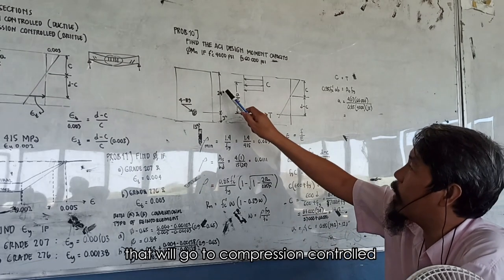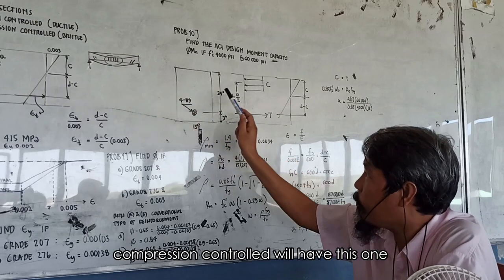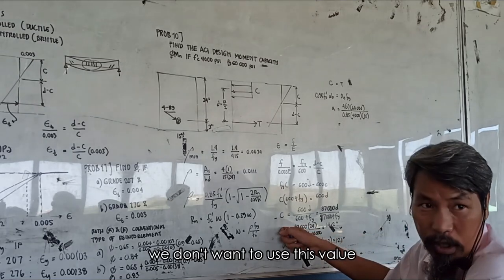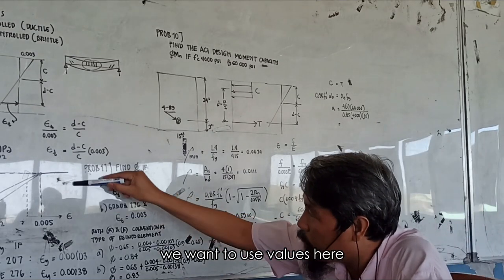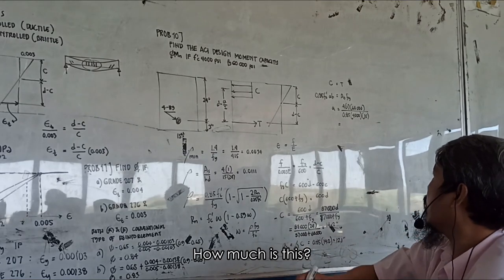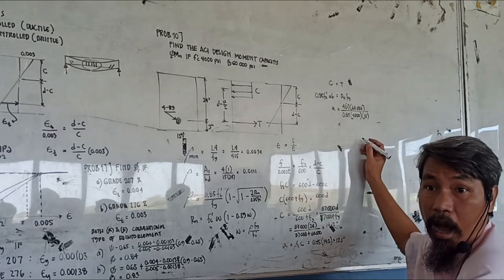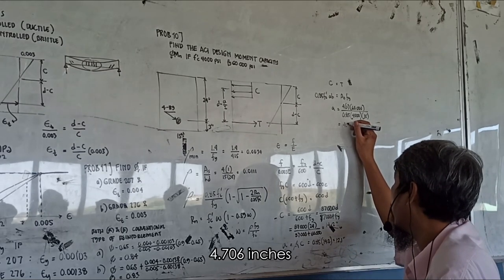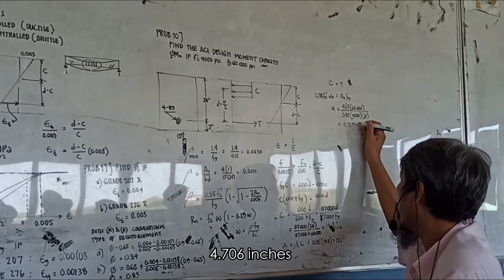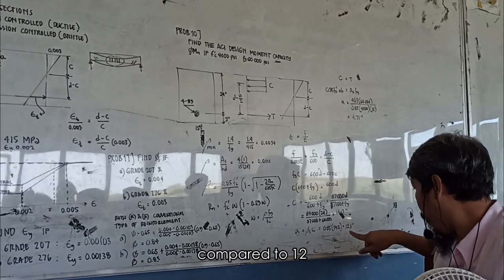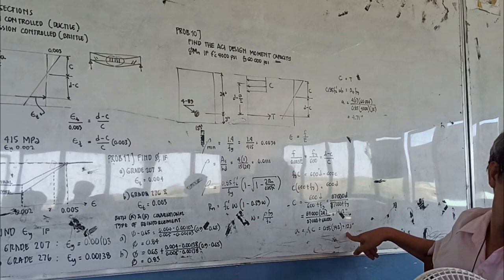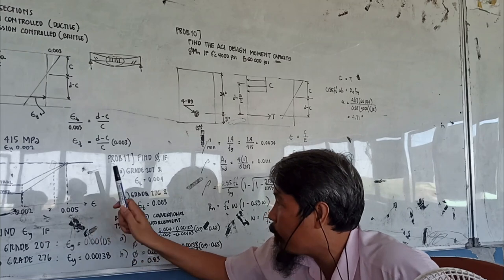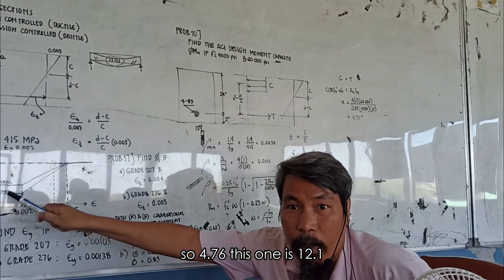That will go to compression control. Compression control will have this one. So, we don't want to use this value. We want to use values here. How is this? 4.7 inches compared to 12. Okay, so that is how far this one to this one. So 4.76, this one is 12.1.